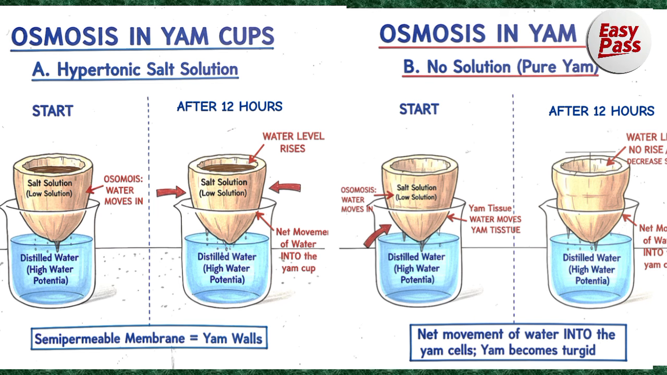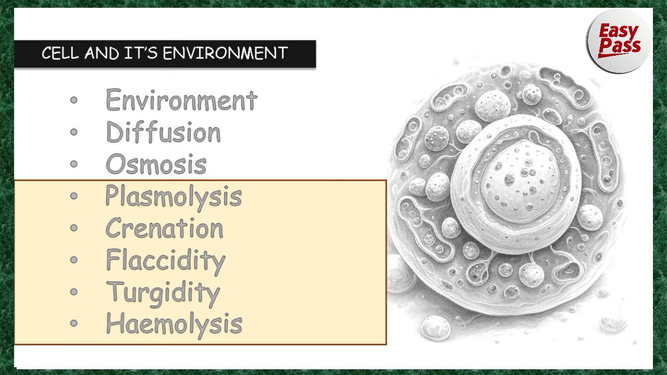Now we take time to explain the other events that occur around or within the cell, as the external environment of the cell is not the same as the internal environment of the cell. Whenever the external environment of the cell is not the same as the internal environment, other things that are expected to happen are plasmolysis, crenation, flaccidity, turgidity, and haemolysis.